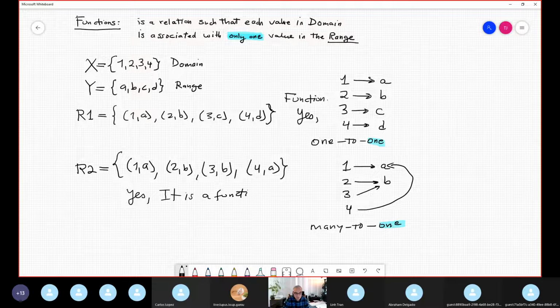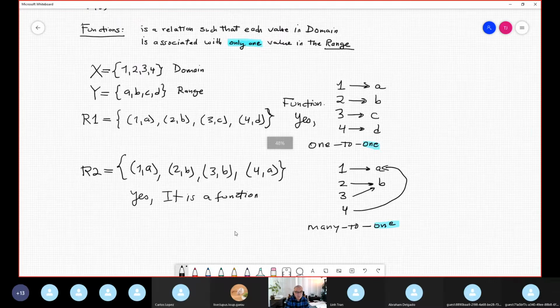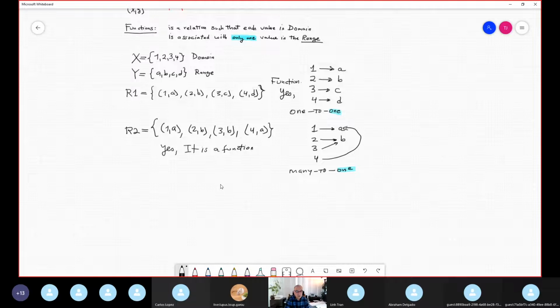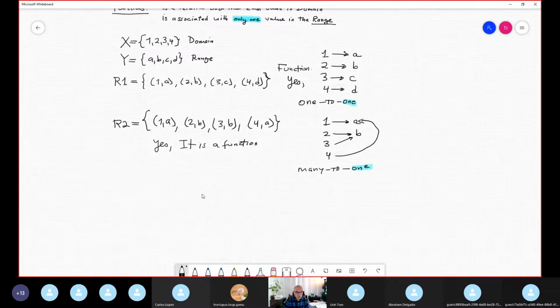So what is the violation of a function? Well, I bring another example. Relation 3. Suppose relation 3 is 1, A again. 2, B again. 2, C. And 3, D.